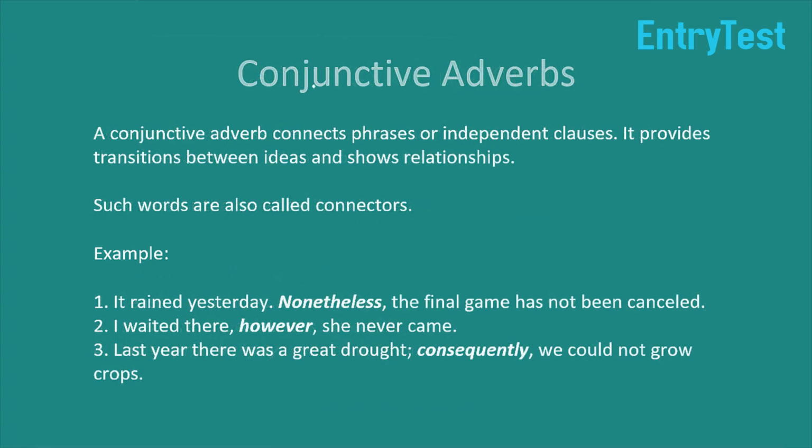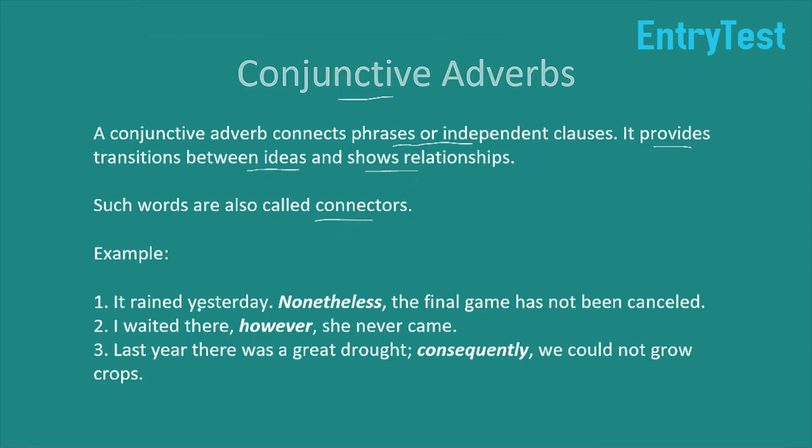Next, we'll discuss conjunctive adverbs. So these are adverbs which connect phrases or independent clauses. So these adverbs will always be connecting two different phrases or clauses, and they provide transition between ideas and show relationships. Okay, so ये हम example में समझेंगे. Such words are called connectors also.